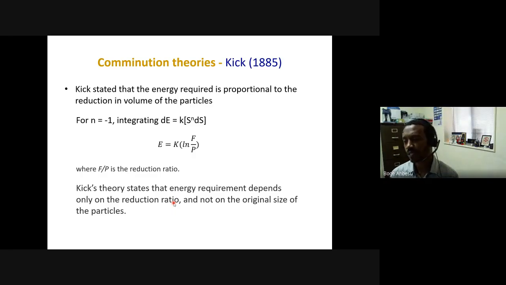For example, what it says is if I have a 500 millimeter particle and crushed that into 100 millimeter, the reduction ratio is 5.